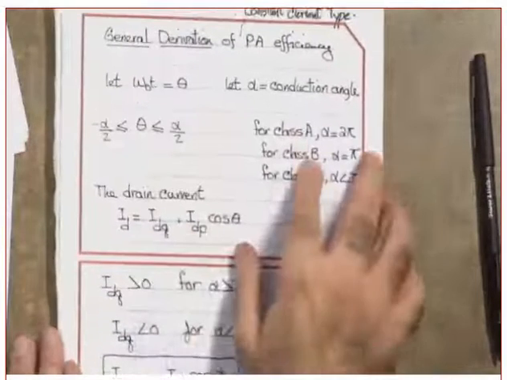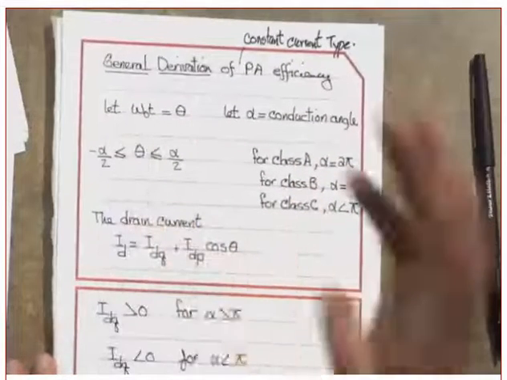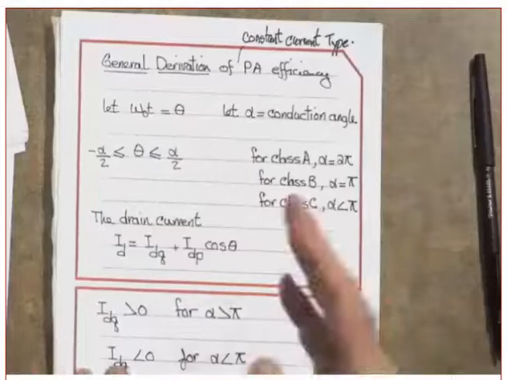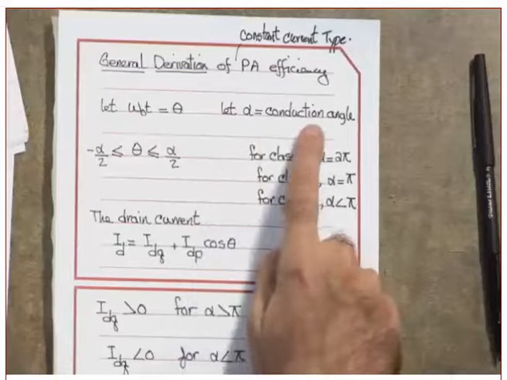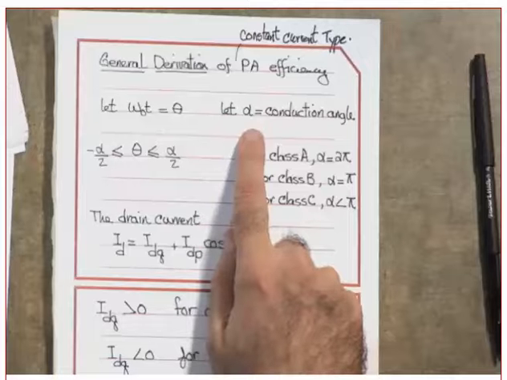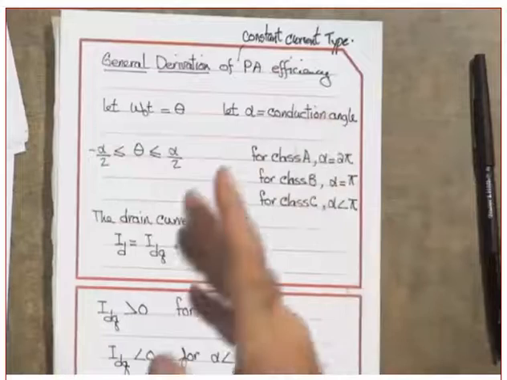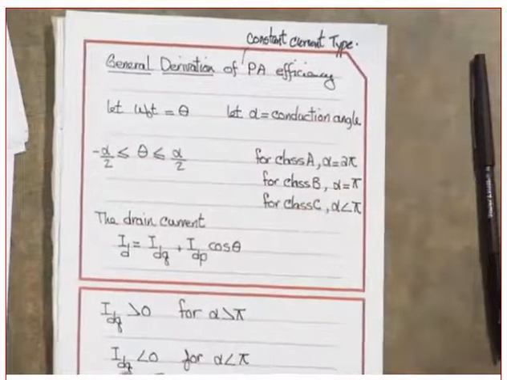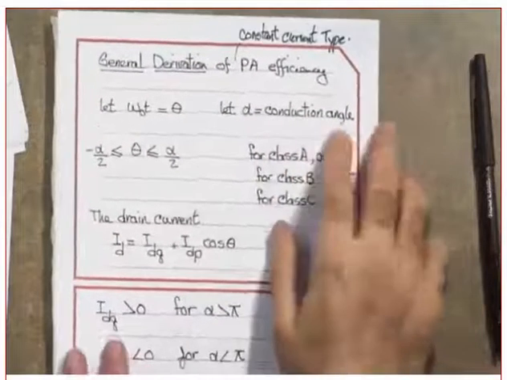Okay, let's first simplify the notation. Let omega naught t equal theta, so I don't keep repeating omega naught t. Let alpha be the conduction angle. What is alpha for class A? 360. Class B? 180. Notice, by the way, class AB, which we neglected, is somewhere in between. It's in between 180 degrees and 360 degrees. Yes? Okay.